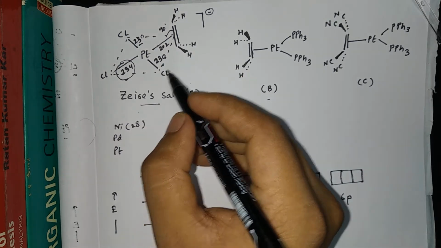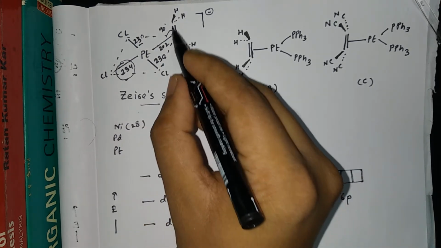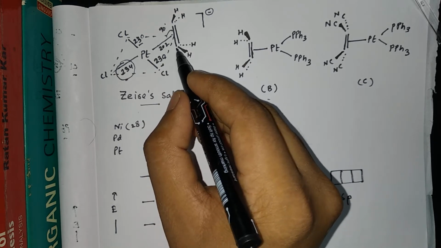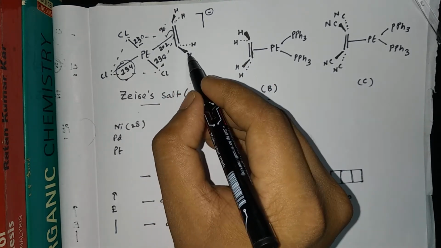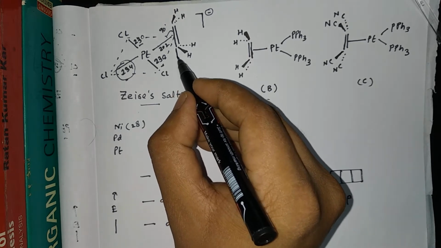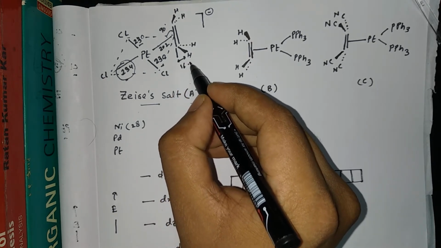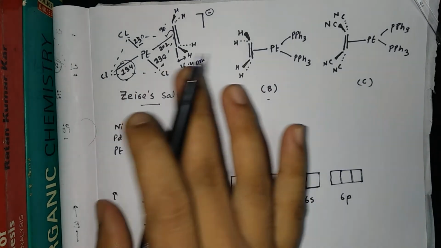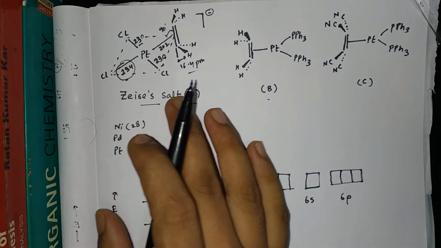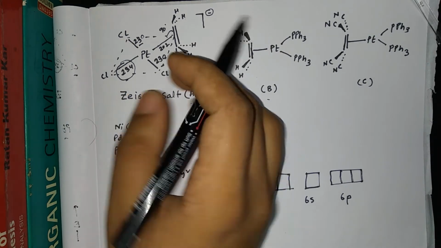And the fourth thing is that these hydrogens are not in the same plane with the carbons, because they come slightly higher. So see, this distance is 16.4 picometer. Okay, so now this is the structure of Zeise's salt. So now I will come to why it is like this.